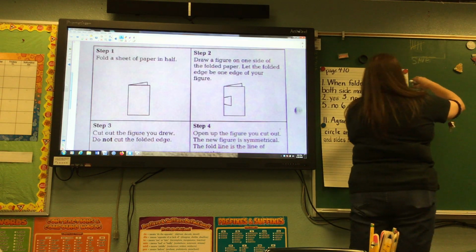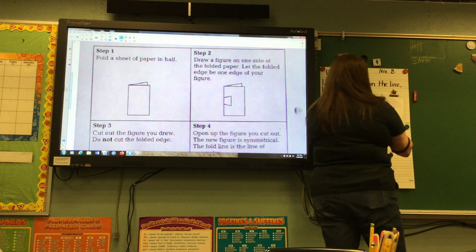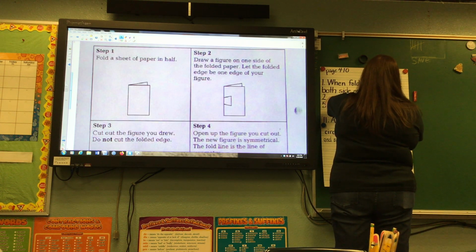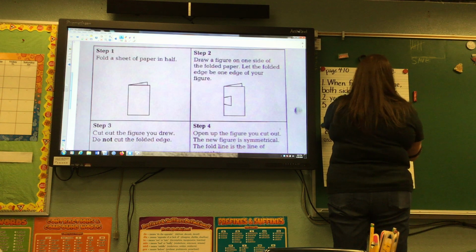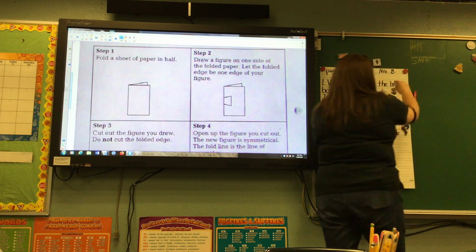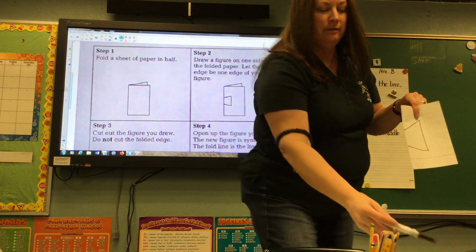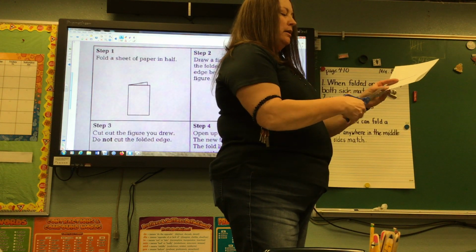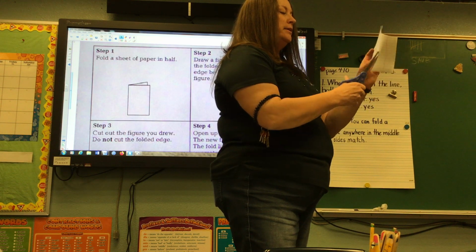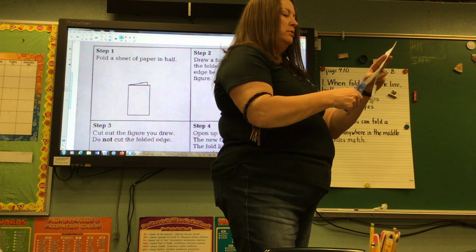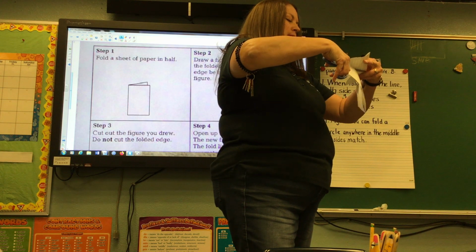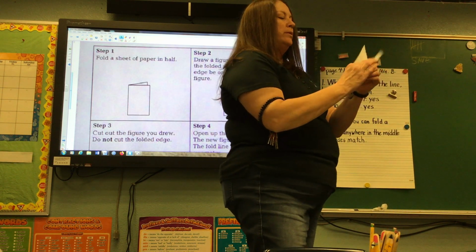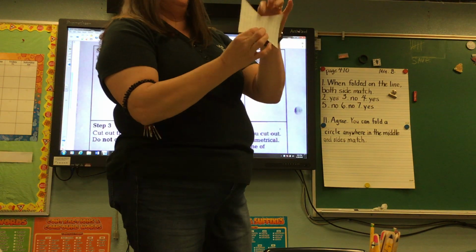So I'm going to put it up here, and I'm going to draw a figure on there, kind of like what they had. If you want to try it at home, you can cut it out. I'm going to cut it out along the fold, but I'm not going to cut through the fold or the top folded part. And when I open it up, I have a line of symmetry where the fold was.